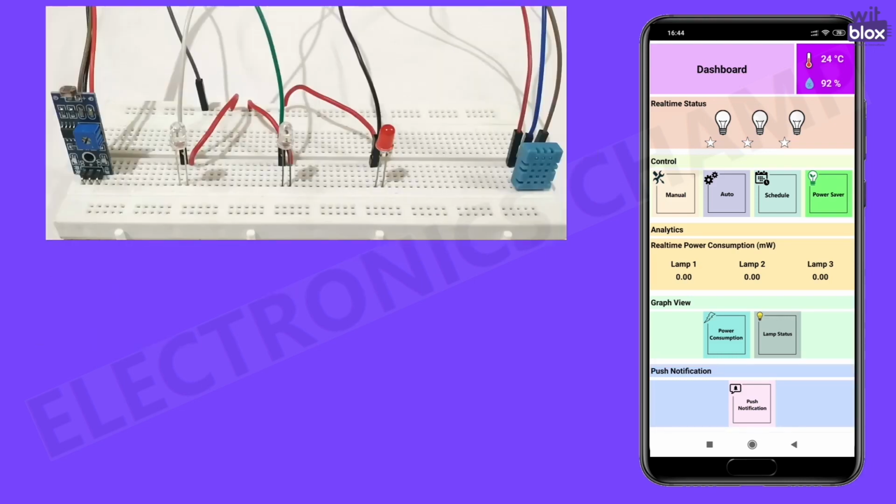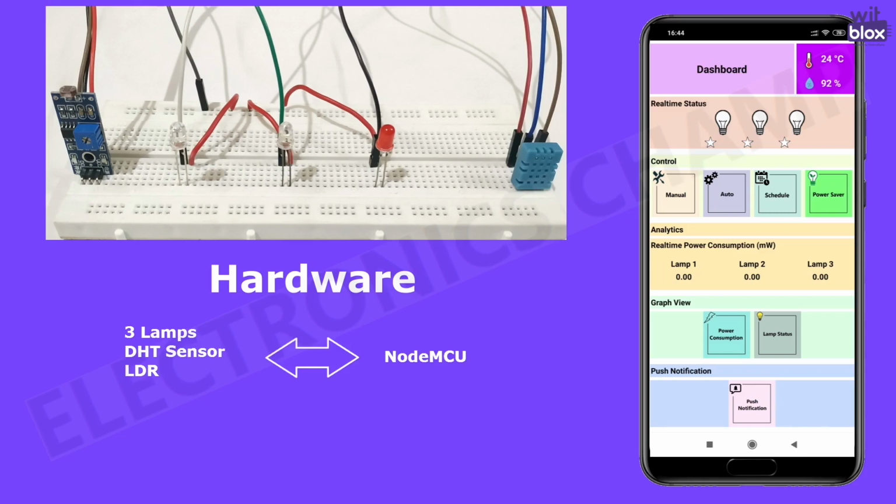Now, let's look at the working of the entire IoT solution. On the hardware side, we have 3 LEDs representing the 3 lamps, a DHT sensor to measure temperature and humidity, and an LDR to measure the natural light. These are controlled or monitored remotely using NodeMCU. The app is the user interface to control and monitor the lamps and the sensors.